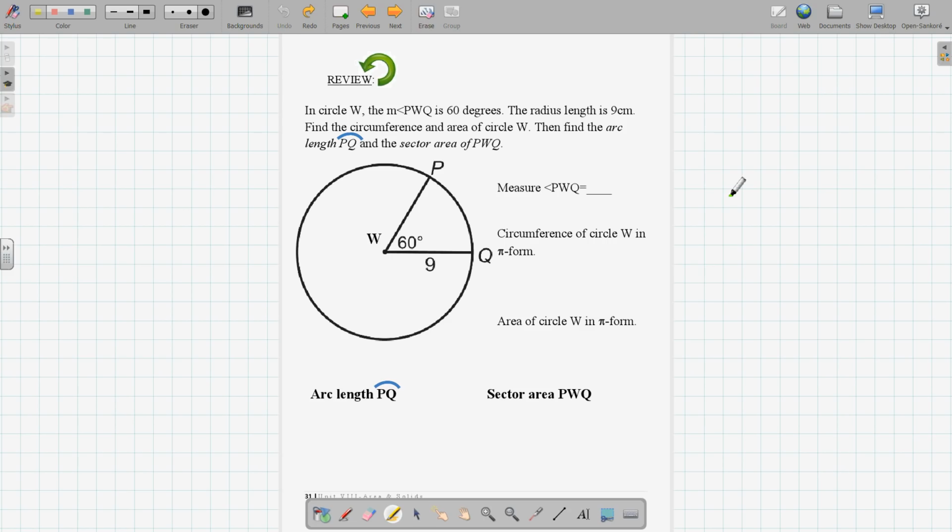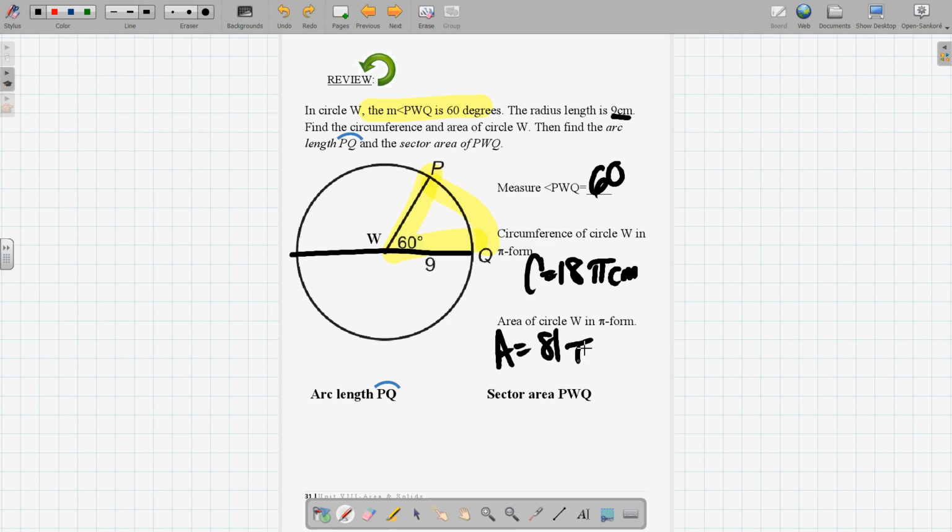Welcome back. So it says right here that PWQ is 60 degrees. Radius is 9. So this should have been 60. There's circumference here in pi form: C equals 18 pi centimeters. Area is going to be pi r squared, so it's going to be 81 pi centimeters squared.